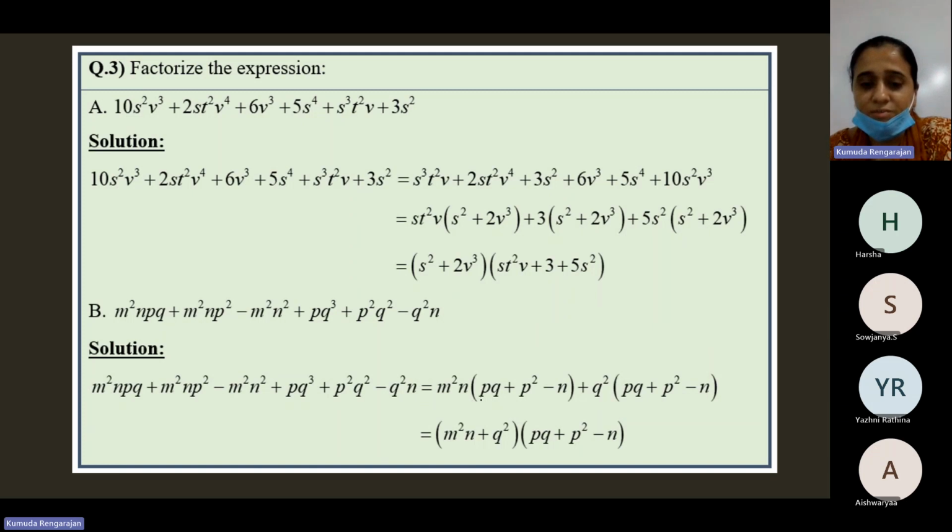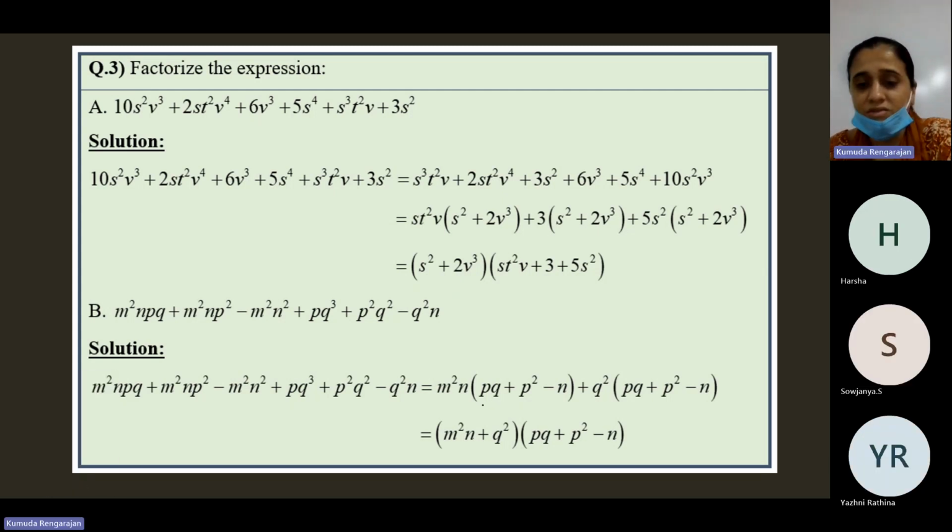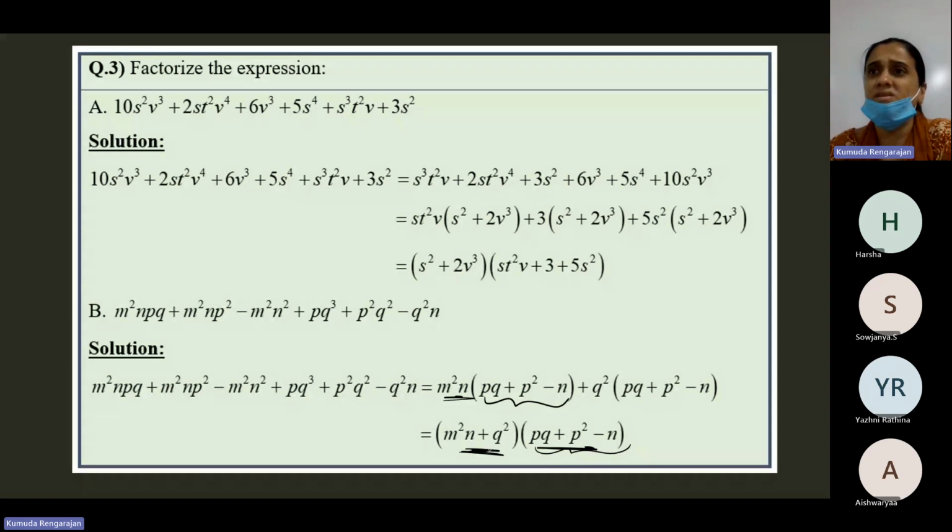So now you see that the expression in both the brackets is the same. In both the brackets, we have the same expression. So write that once. This one. And then gather these terms, m square n plus q square, in another bracket. You can write anything first. You can write this one first and then this. Order is not important. It's a product, right? So anything first. Do we understand?